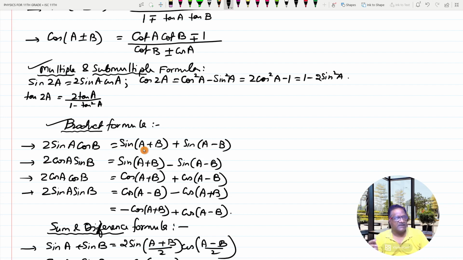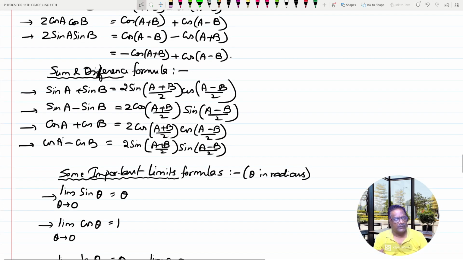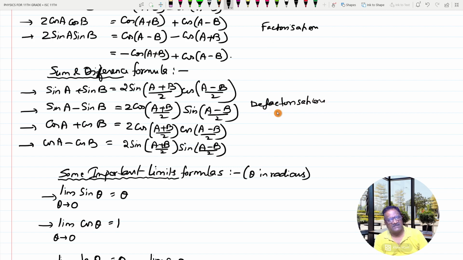And that is why, whenever I prepare my maths video, you will be able to understand all these concepts, right? So these are known as product formulas, and these four are known as sum and difference formulas. As I told you, these are also known as factorization formulas, and these are known as defactorization formulas, just another name. You should know how to use these formulas. All this you will be doing in mathematics.